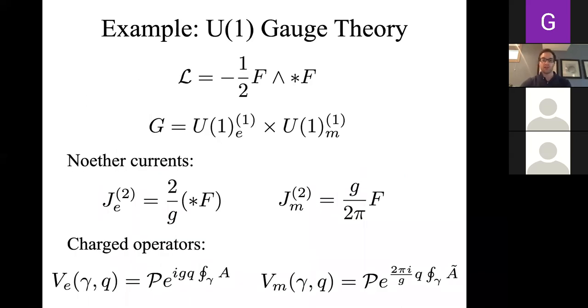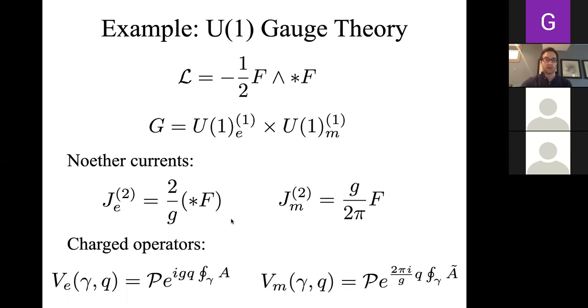Sort of the prototypical example of a higher form global symmetry comes in just ordinary Maxwell theory. So I have a U1 gauge theory with no matter and no magnetic monopoles. This theory will actually have two one-form symmetries, a U1 electric one-form symmetry and a U1 magnetic one-form symmetry. Their Noether currents are, up to constant factors, simply star F and F respectively. And the conservation of these Noether currents follows simply from Maxwell's equations. D star F and dF both vanish in the absence of any electrically charged particles or magnetic monopoles.